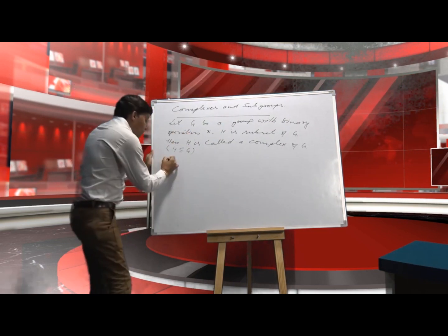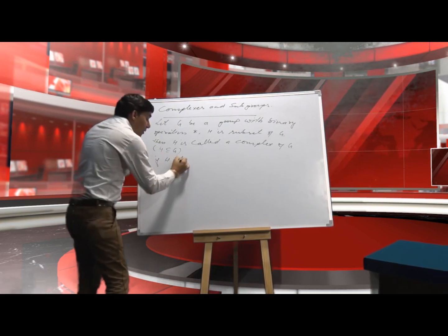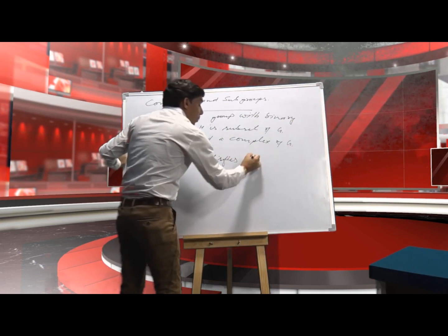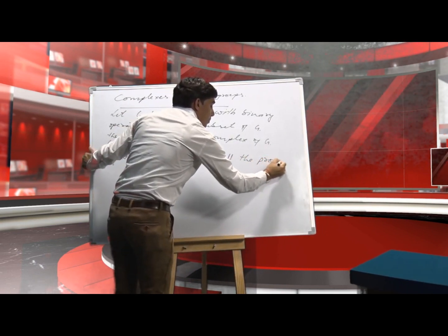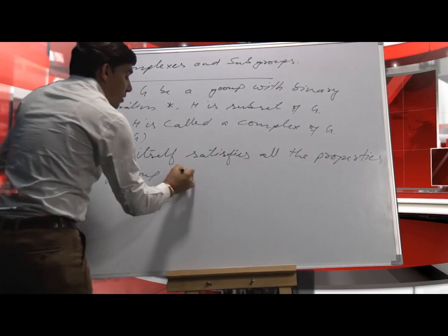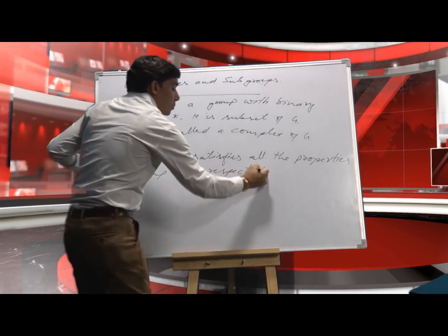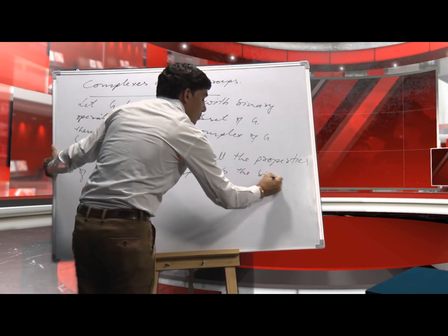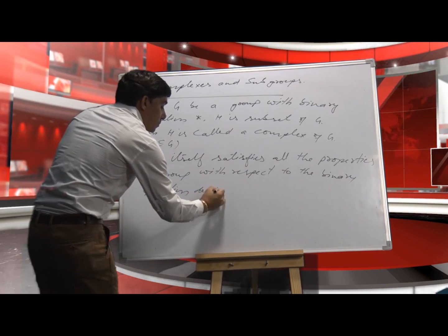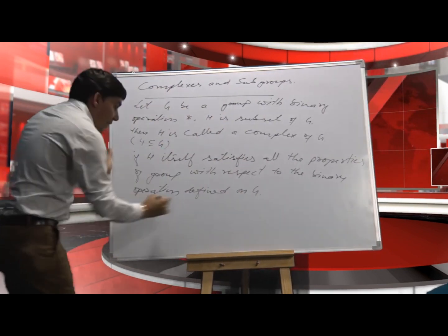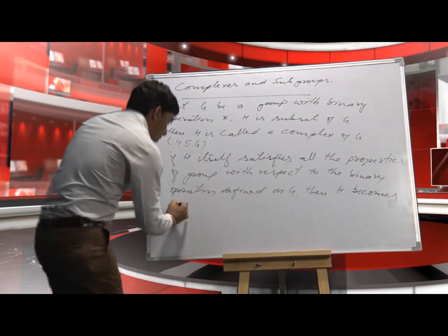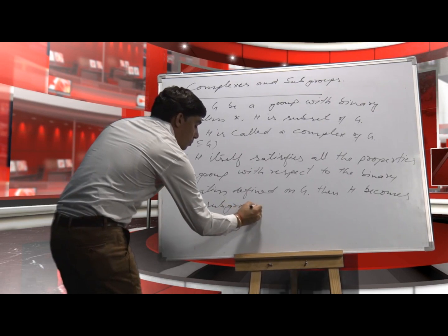Subgroup: if H itself satisfies all the properties of a group with respect to the binary operation defined on G, then H becomes a subgroup of G.